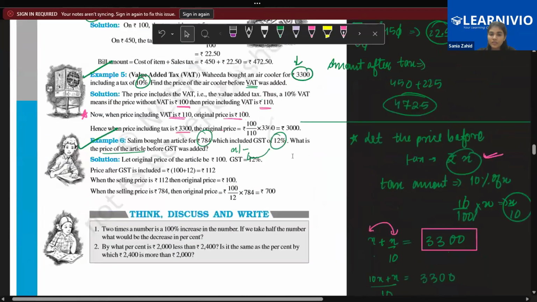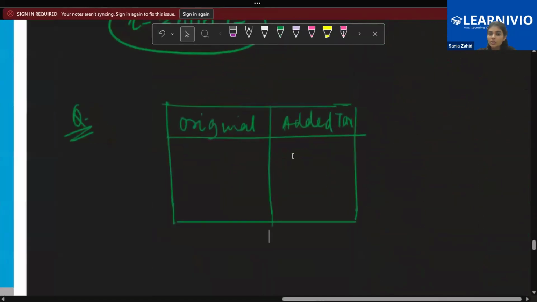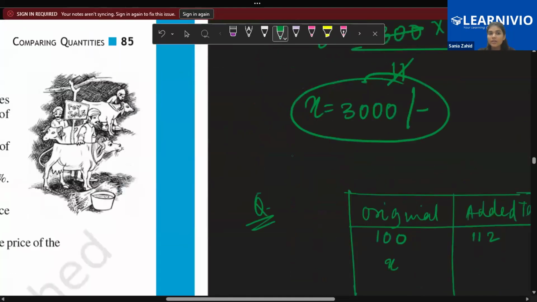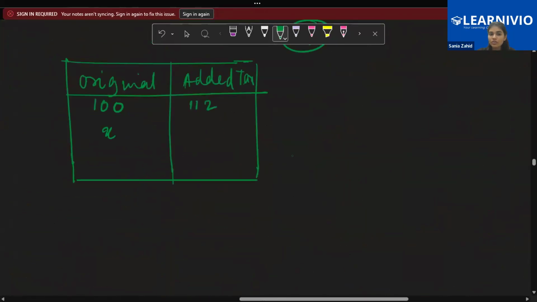The 784 one. So there was a tax of 12% that was included, right? So let's suppose initially the original amount was 100. And there was how much percentage of tax? 12 percent. So just add 12 to 100, you get 112. 112 is after tax. Now children, original amount I don't know, so just write X over here. But what is the amount after the tax? You are getting 784. So just write 784 here.